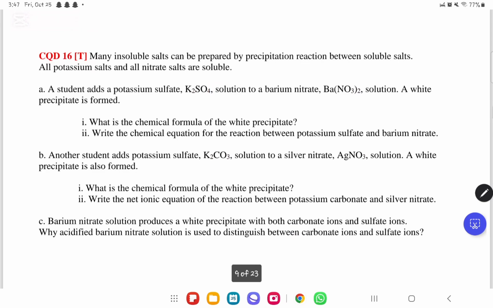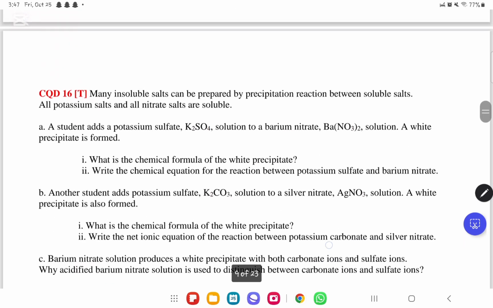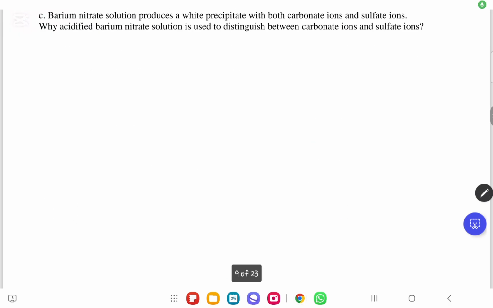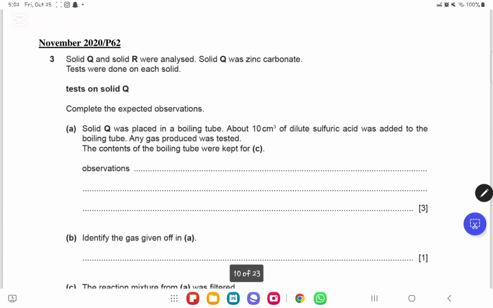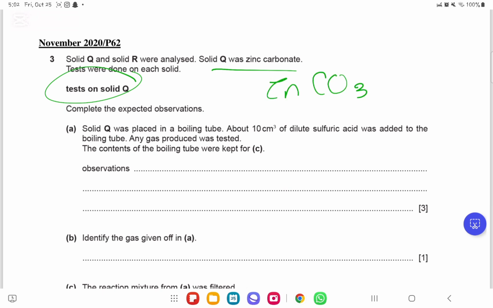Now we have the past papers. So now let's solve the past papers. Solid Q and solid R were analyzed. Solid Q was zinc carbonate. Tests were done on solid Q. Zinc carbonate is ZnCO3. So, part A, solid Q was placed in a boiling tube.